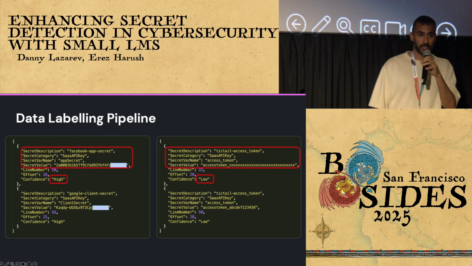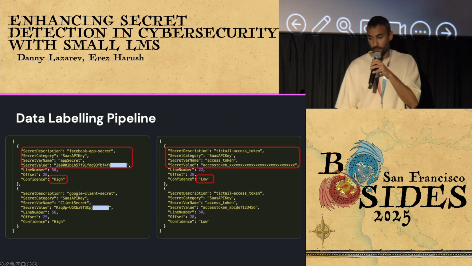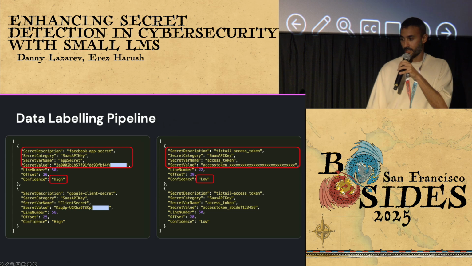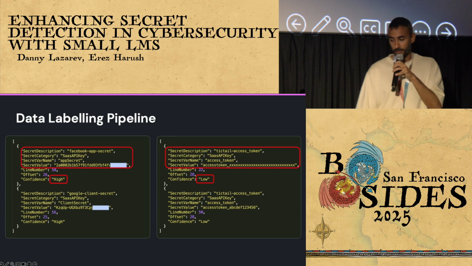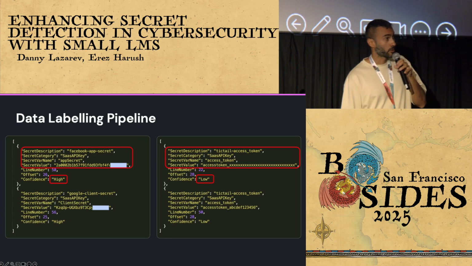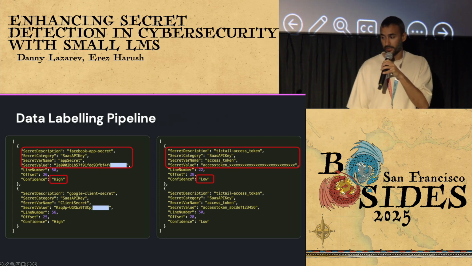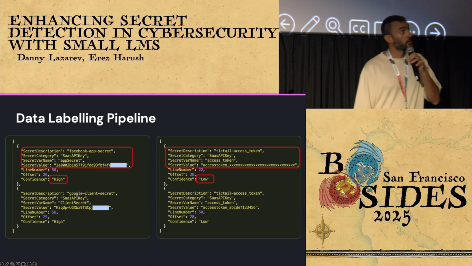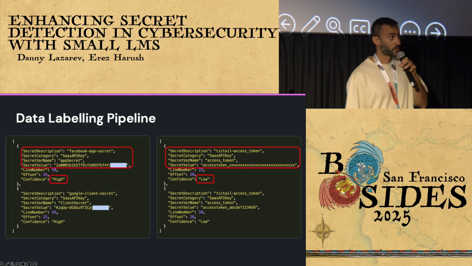So here we can see an example of our labeling. On the left side, you can see a secret that is probably a real secret. It also has a category, Facebook app secret. It also extracted the variable name and the secret value, and the confidence is high. On the right side, you can see a secret that is probably a placeholder according to the secret value, and the confidence is low, as expected. It's related to a TikTok access token. So the model extracted the description, the category, and also the confidence, which is the most important for us.